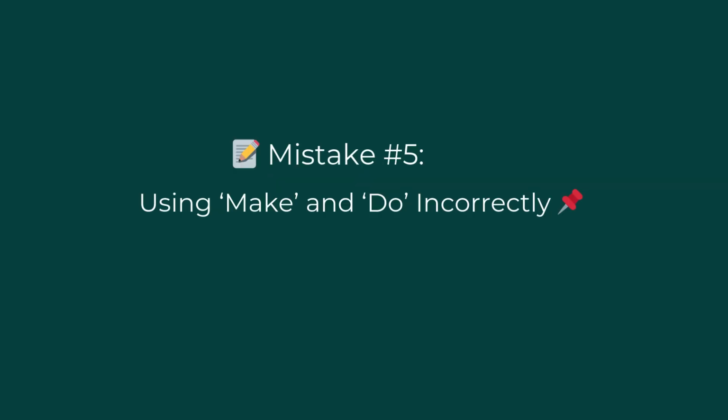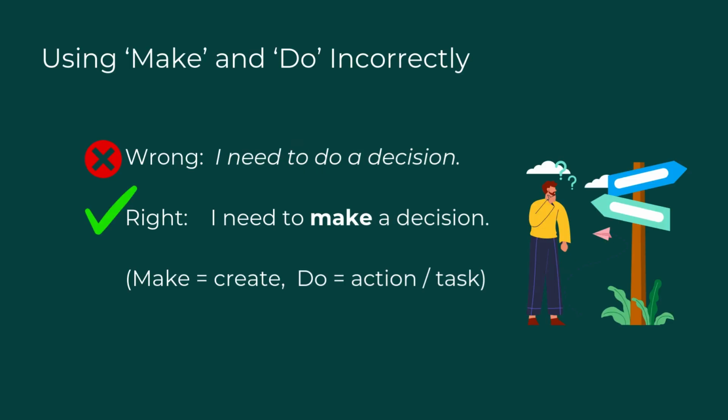Mistake 5. Using make and do incorrectly. Wrong: I need to do a decision. Right: I need to make a decision. Make means create and do means an action or task. So we say, I need to make a decision.